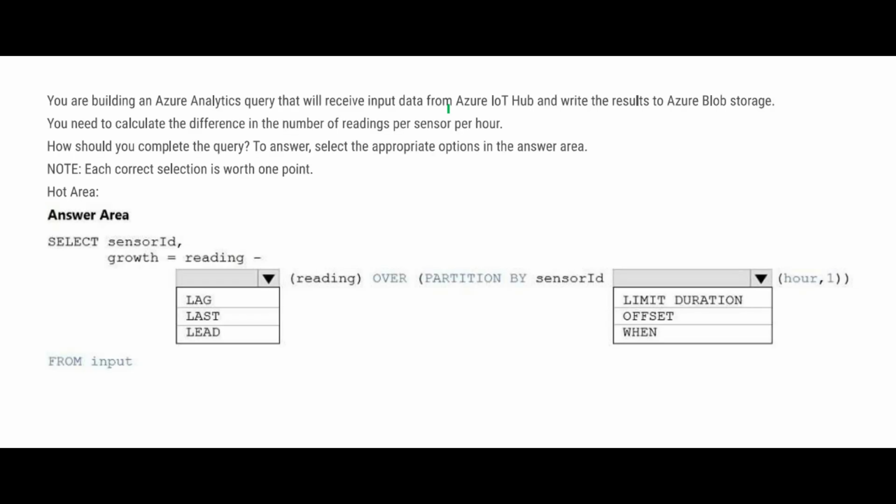So let us look at this question now. See, this is a question on Azure Analytics query. You're building an analytics query, and who's giving you data? You are getting data from Azure IoT Hub, and you are writing results to blob storage. You need to calculate the difference in the number of readings per sensor per hour. So you have to complete this query.